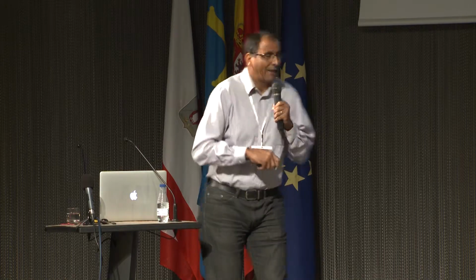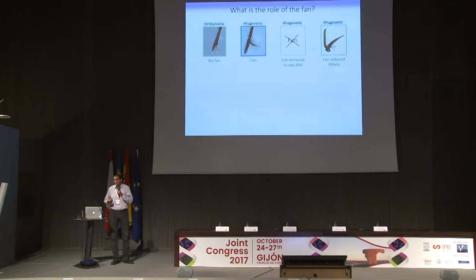So to test exactly what the fan does for this species, we devised an experiment where we have 4 groups of individuals: Stridulophilia, which is the control outgroup that doesn't have a fan; control Ragovillia with a completely intact fan; groups of Ragovillia where we surgically remove the fan; and then the group of RNAi individuals where there is not a complete fan, but there are some pieces of the fan left. We took these individuals and we tested them in a calm water setup.